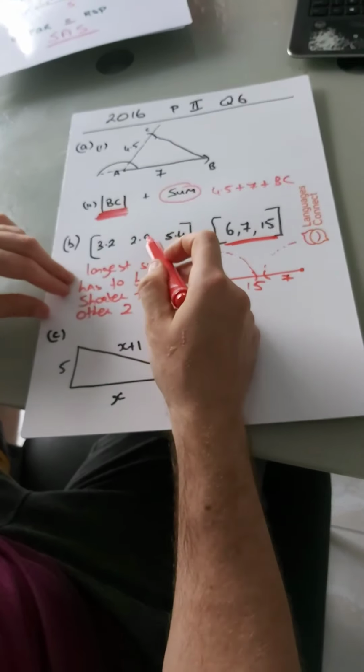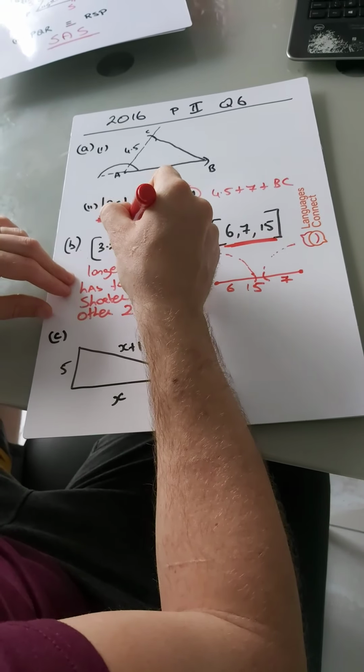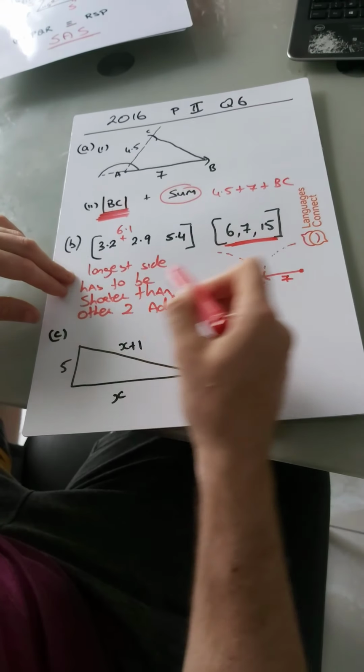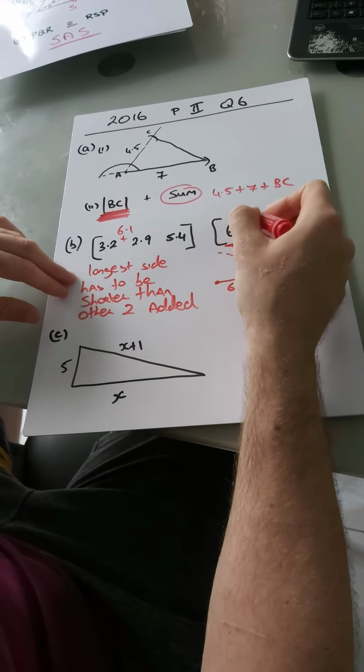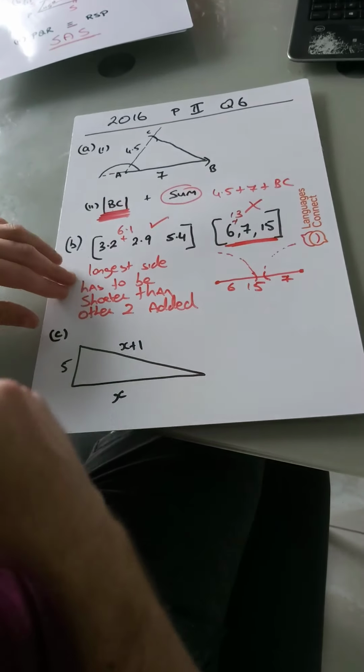So 3.2 and 2.9 is 6.1. So the longest side has to be shorter than the other two added. They're added together is 13. So that triangle can't be drawn, that triangle can.